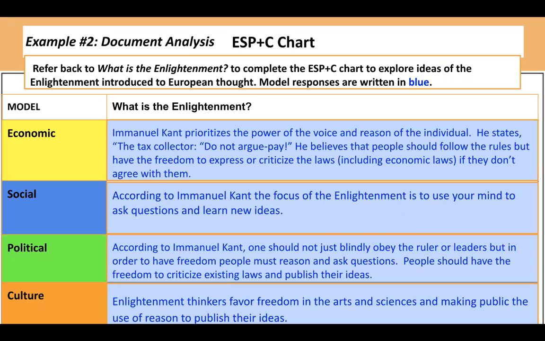So I hope this was helpful. I hope you do use this chart. It is really a great way to get students thinking about broader categories and forming that historical narrative.